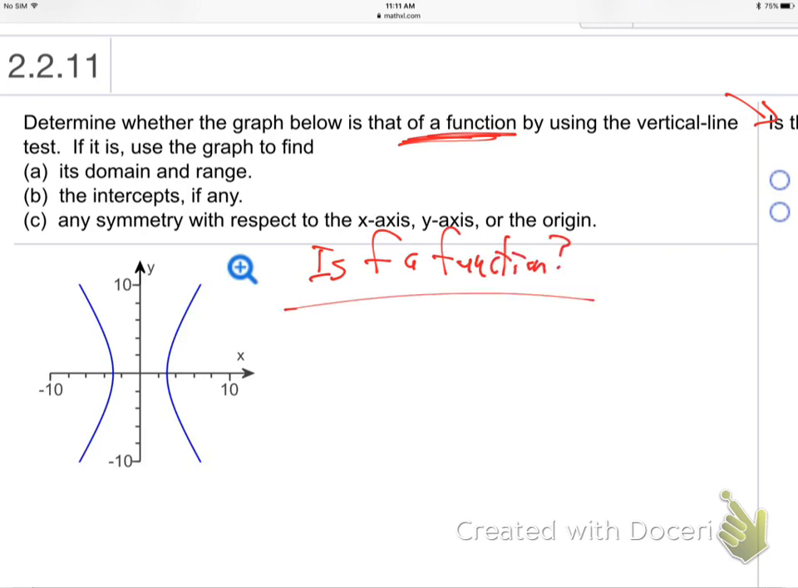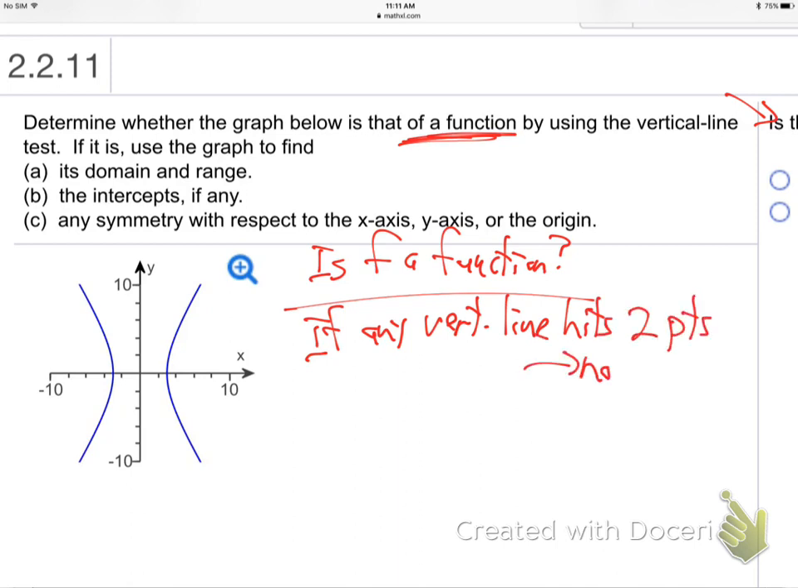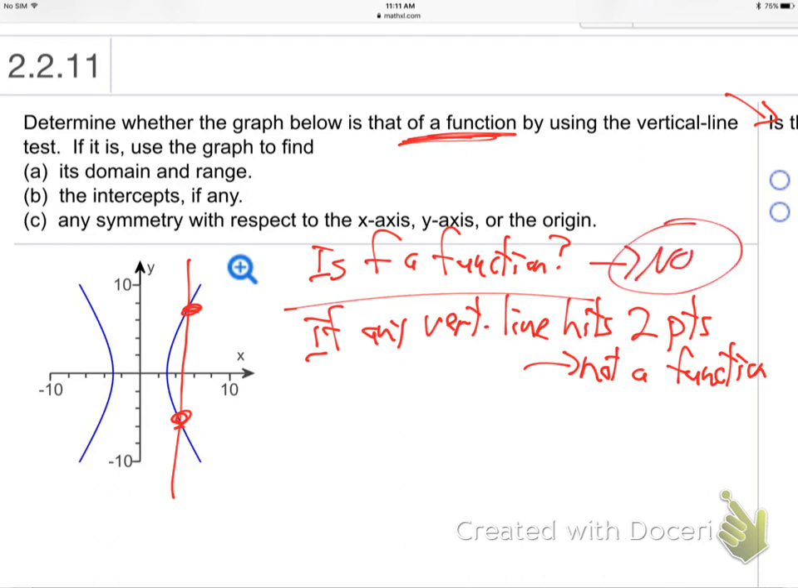For a graph, you just do the vertical line test. Remember the vertical line test? If any vertical line hits 2 points, then it's not a function. So there's a vertical line hitting 2 points, not a function. So our answer is no. This graph is not a function. You don't ever want any vertical line hitting 2 points.